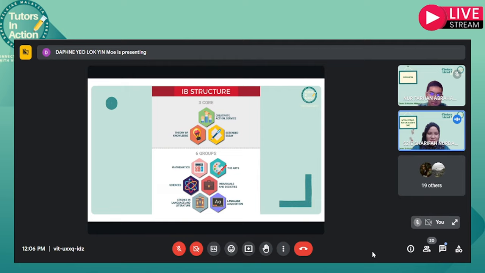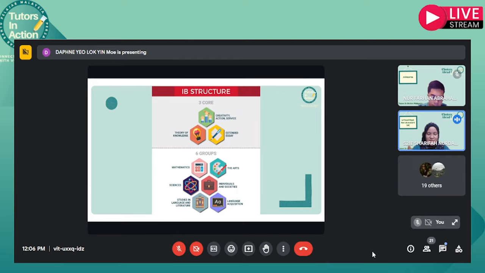And then you move on to the 6 groups. So this is your academic side. These six groups mean you have to take up six subjects, one from each group. So you have to take one of maths, one of science, one of language and literature, one of language acquisition, one of individuals and societies, and one of arts.